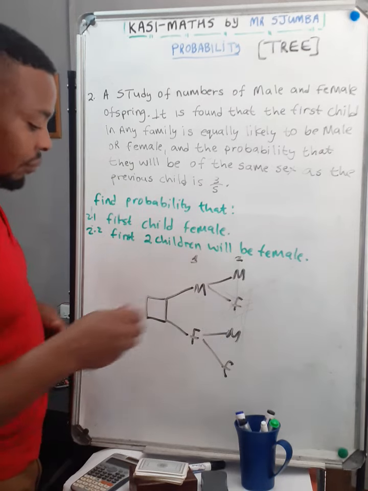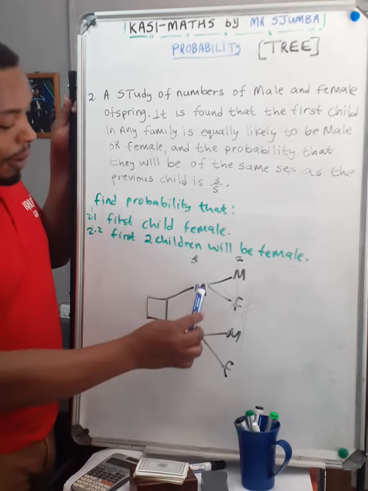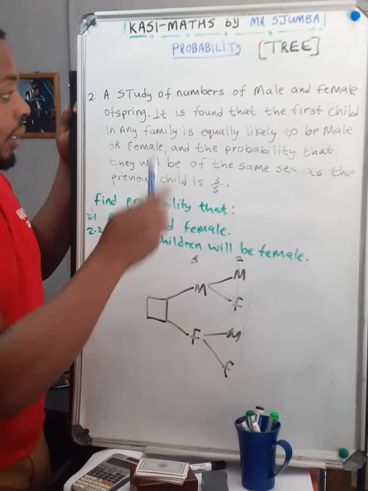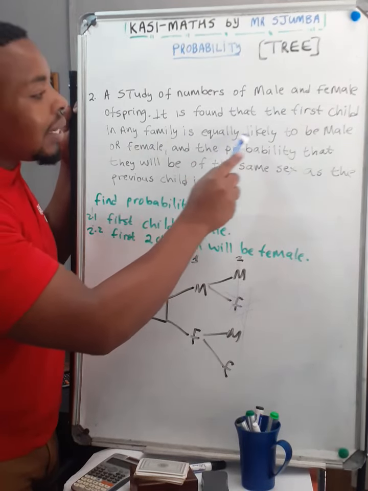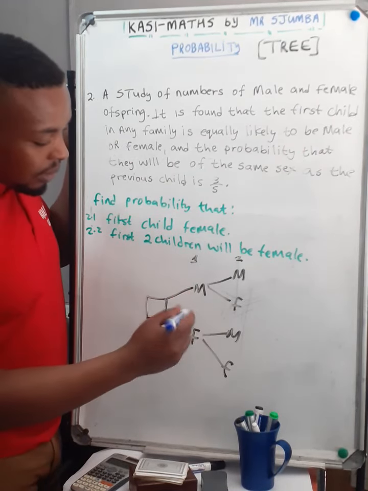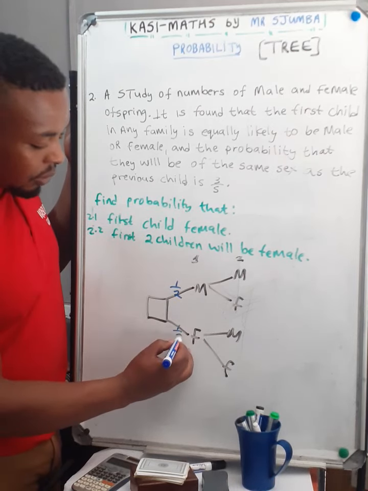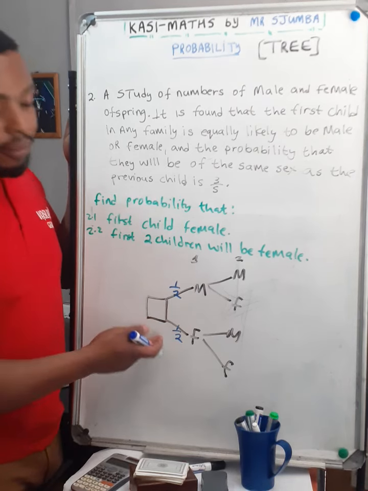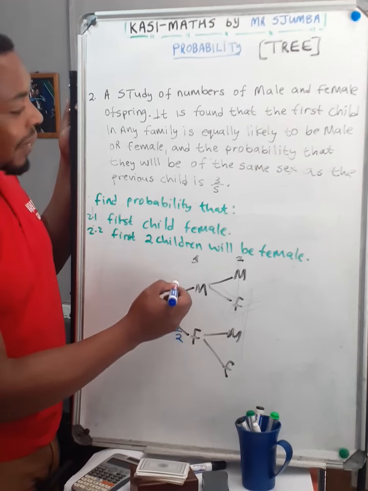So the probability that the first child will be male or female. The first child in any family is equally likely to be male or female. Equally likely, so that means the probability that it's going to be male is 1 over 2, and the probability that it's going to be female is 1 over 2. Equally likely, 50%, 50%, 0.5, 0.5.